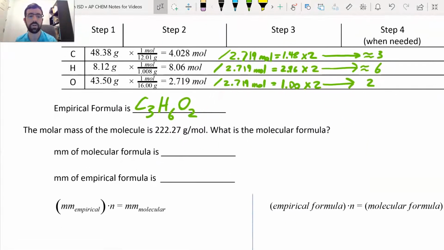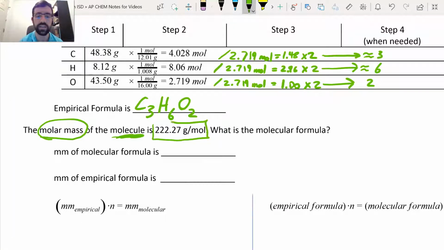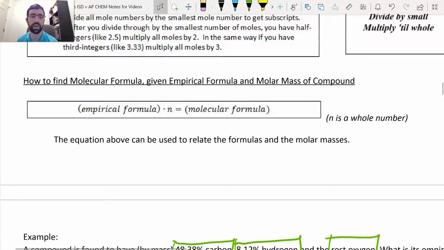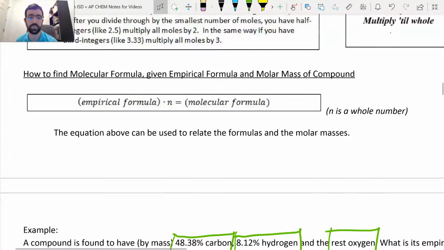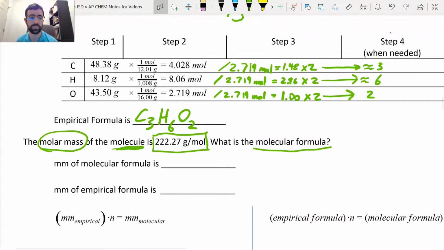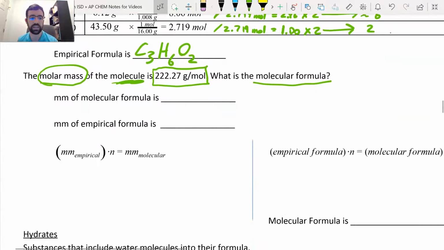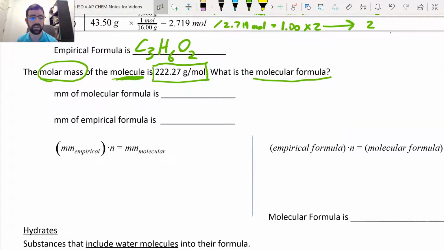Now it gives us the molar mass of the molecule. Keep in mind, the molar mass of the molecule, that's of the actual molecule. What we have here is the empirical formula we came up with. But the molar mass of the actual molecule is this. We want to know what the molecular formula is. So if you'll go back up to our formula, empirical times N equals the molecular formula. So that's what we're going to use. We have that down here.